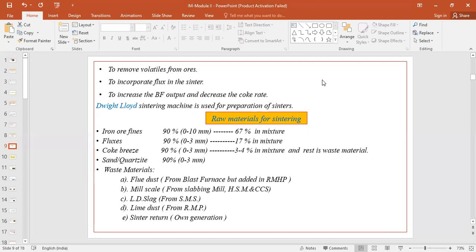Similarly, as a secondary source of fluxes, we can use LD slag because it contains a good amount, around 40 to 45%, of CaO. So that can also be used as a secondary source of fluxes. And lime dust is also used as a secondary source of fluxes. And the sinter returns, the undersized or oversized sinters, can also be reused as a part of the burden in the sinter making process. So this is the overall raw material which we basically use for the production of sinters.